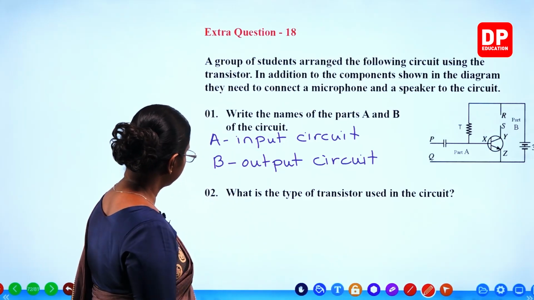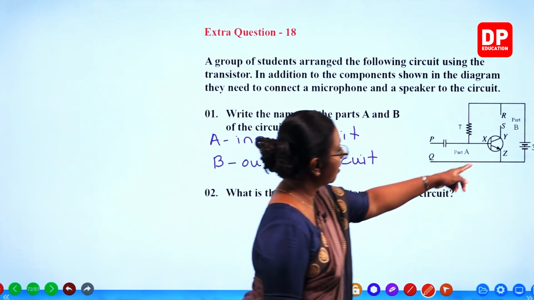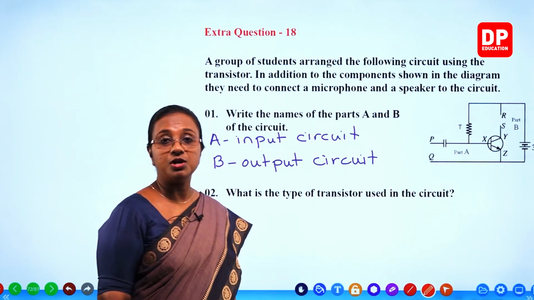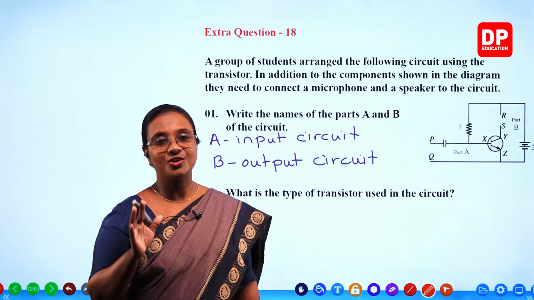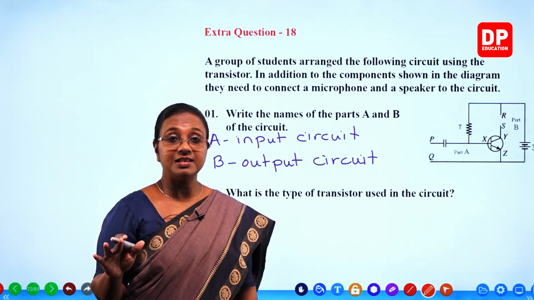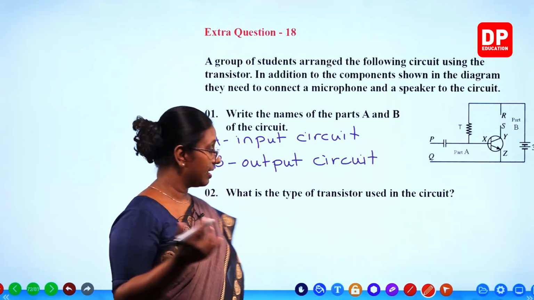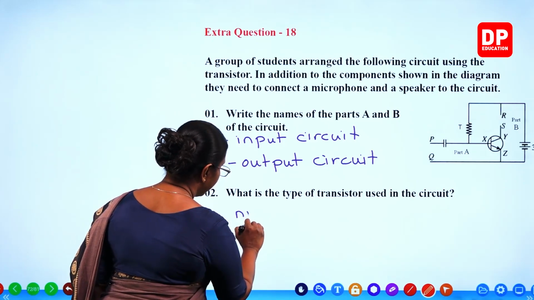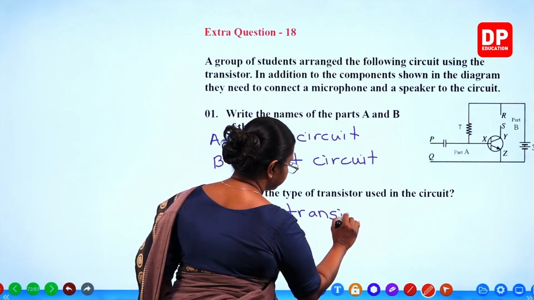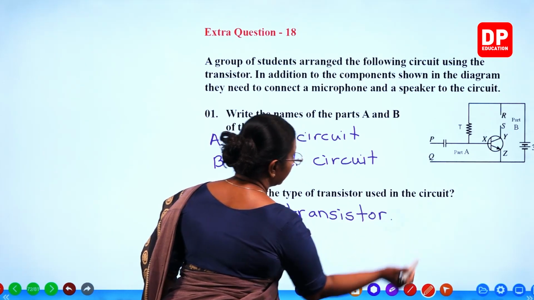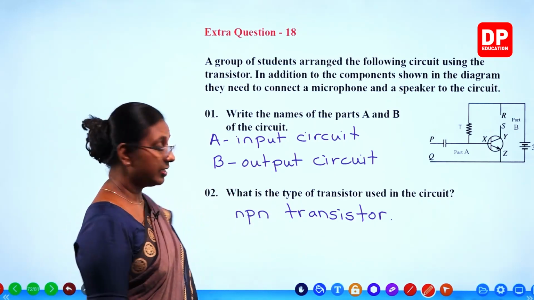Then the second question. What is the type of transistor used in the circuit? So, from the symbol of the transistor, you all know it is an NPN transistor. And also, students, you all can remember in our syllabus, we are using only NPN transistors. So, it is an NPN transistor. With that, I'll move on to the next slide.